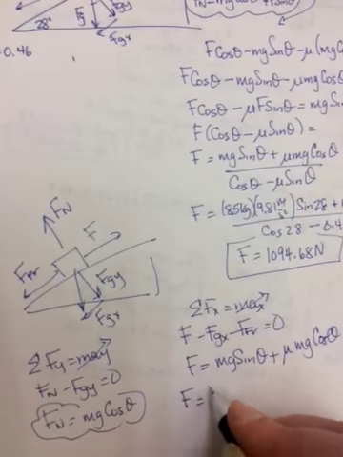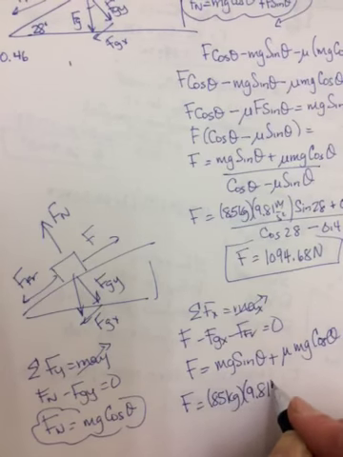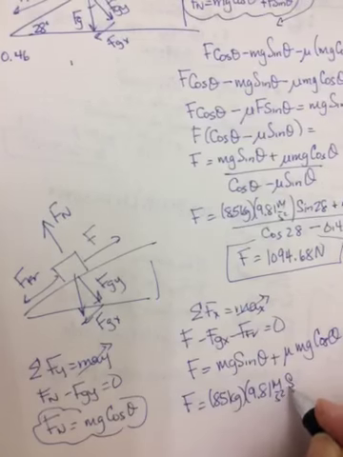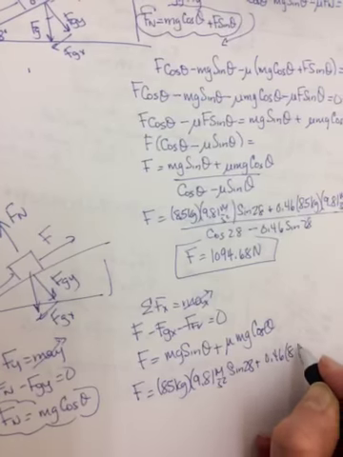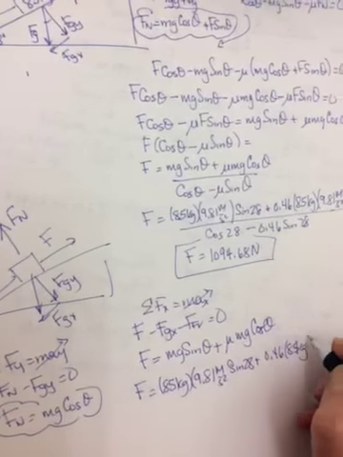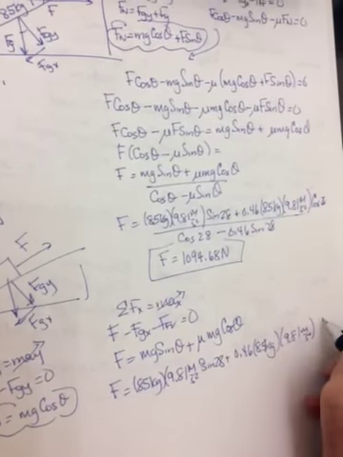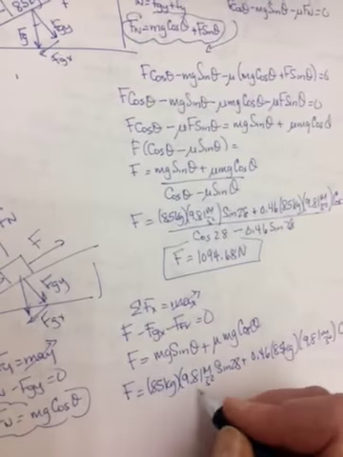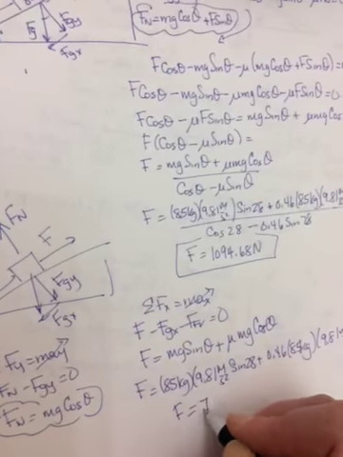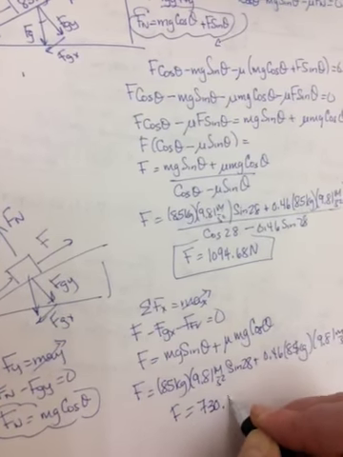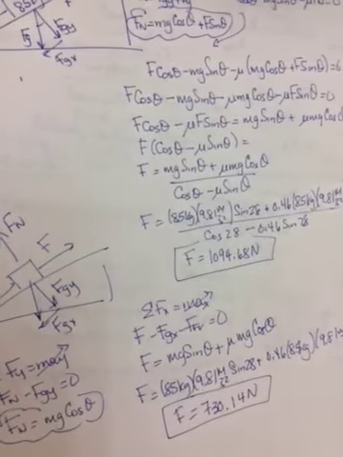So F will equal, M was 85 kilograms, 9.81 meters per second squared, sine of 28 plus 0.46 times 85 kilograms times 9.81 meters per second squared times the cos of 28. Not dividing by anything, this should be easier to type into your calculator, and you get 730.14 newtons, significantly less because you bend your knees.